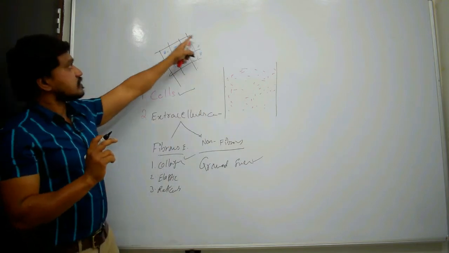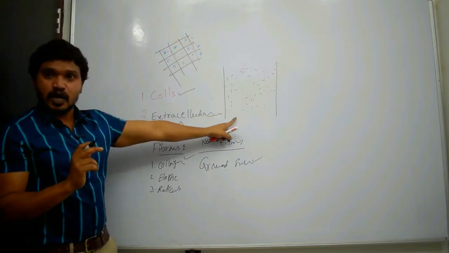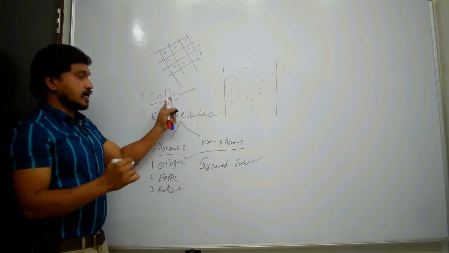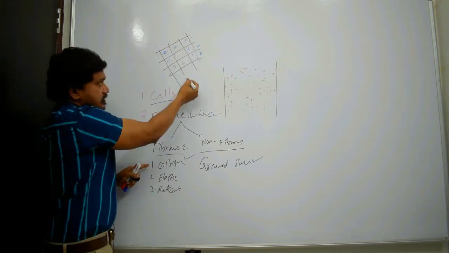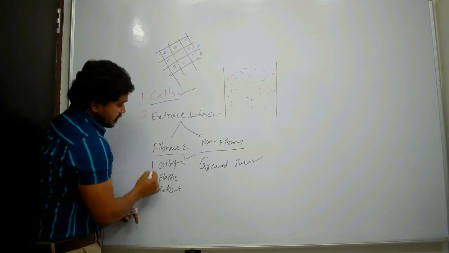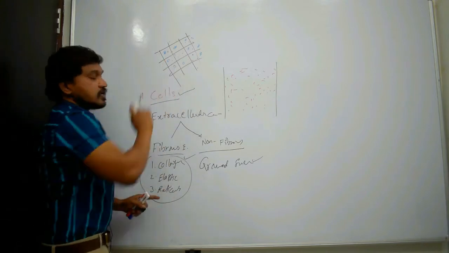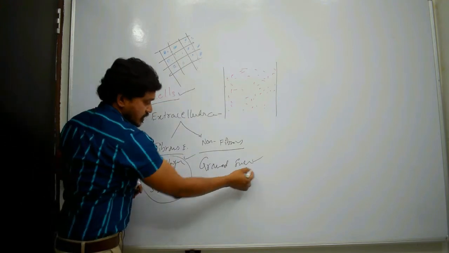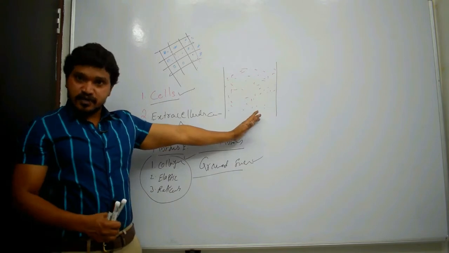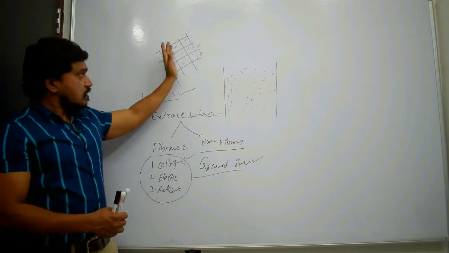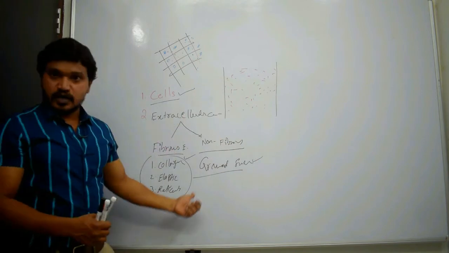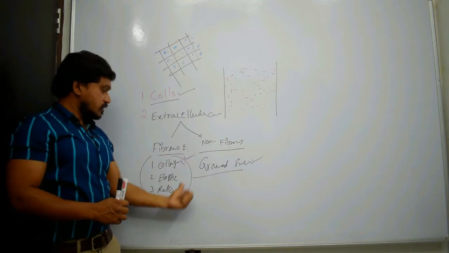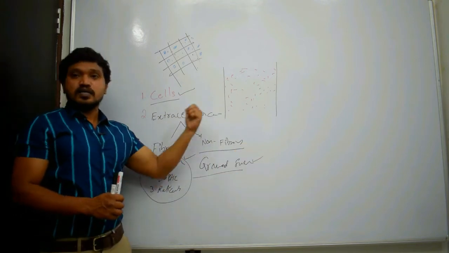So if we compare this concrete with our connective tissue, how can we compare? Here stones are there. These stones resemble connective tissue cells. Here rods are there. These rods resemble our connective tissue fibers. And here the mixture of water, sand and cement resembles the ground substance. This is the brief introduction about connective tissue and the different components present in it. Now we will discuss one by one the different connective tissue cells, the different connective tissue fibers and the ground substance.